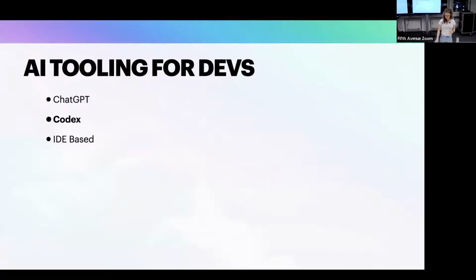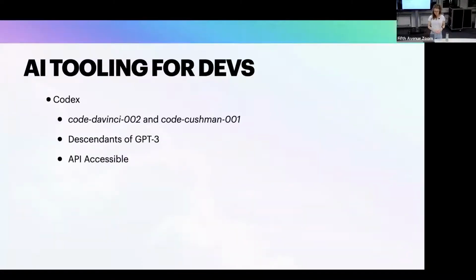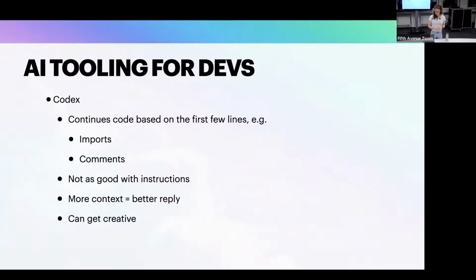Codex is a second tool. This is the one that Copilot is also based on, but Codex is available in the playground, same as ChatGPT. Now, this is an API. So these are the two concrete engines that right now are available. They started as GPT-3, and they were fine-tuned on code specifically. And yes, it has an API, and it continues code very well based on a few lines.